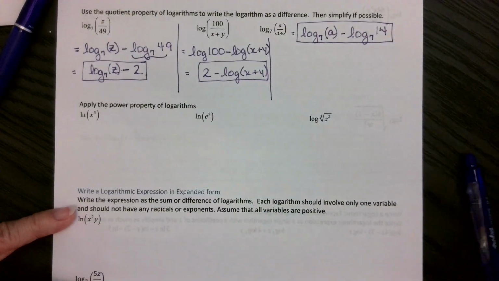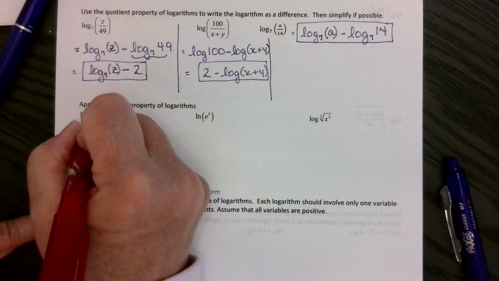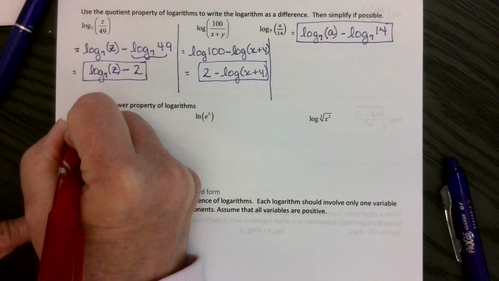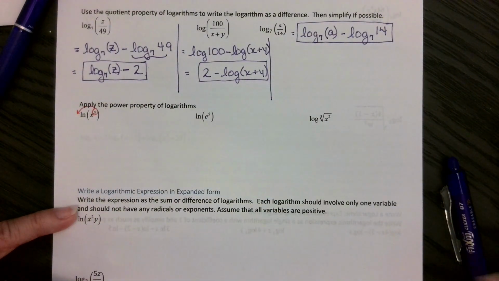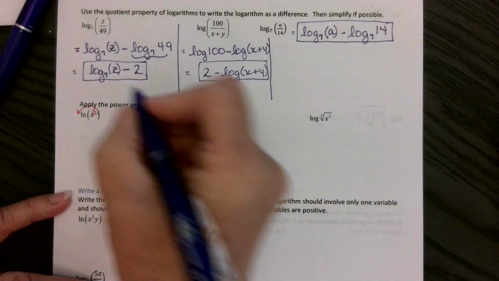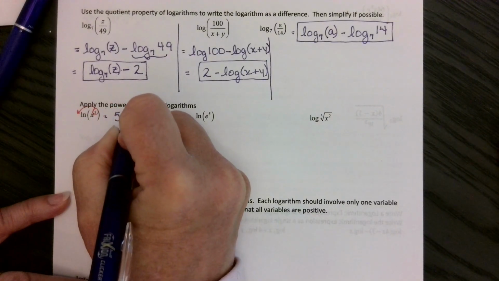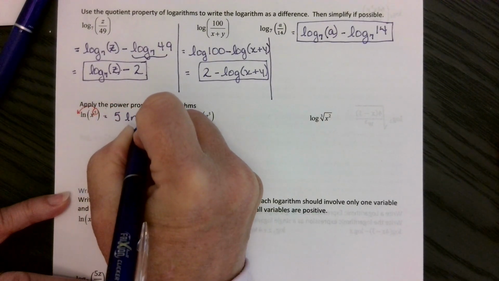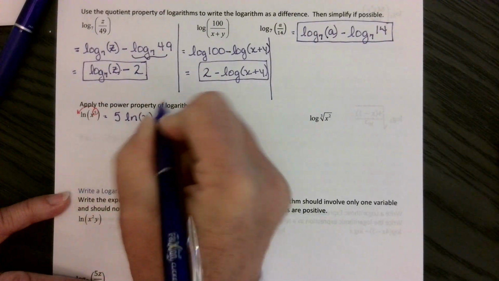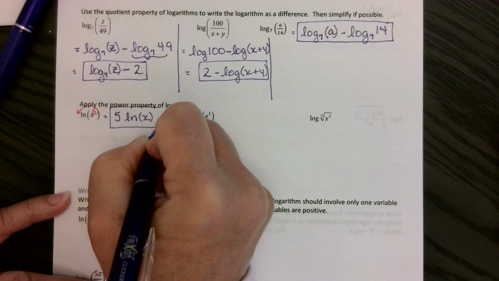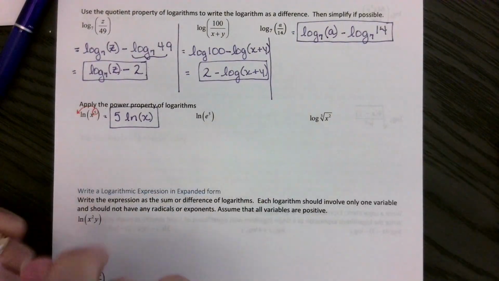Okay, now we're going to apply the power property of logarithms. Anytime you see a power, you're going to take it to the front and then see if you can simplify it. So that 5 goes to the front, so it's 5 times the natural log of x. And that's as far as it can go.